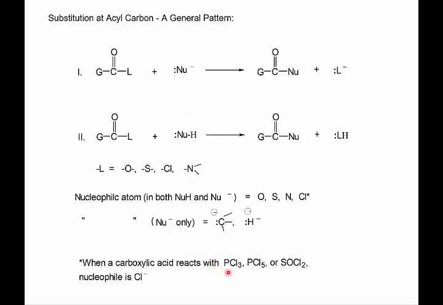Now, that's the general pattern. What I want to show you is that you can use this pattern to predict the products of this type of substitution reaction. I'm going to call this an acyl carbon substitution because a carbonyl carbon, a synonym for that is acyl carbon. And so on the acyl carbon, you have a substitution reaction occurring where this heteroatom leaving group is replaced by a nucleophile. So when we go to the next slide, we'll look at examples.